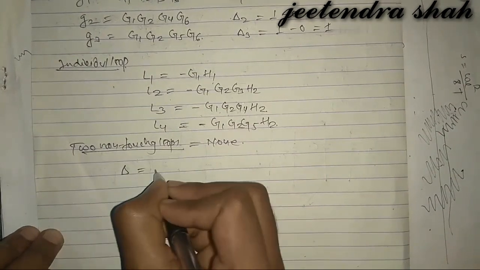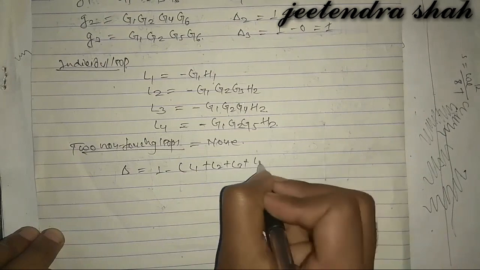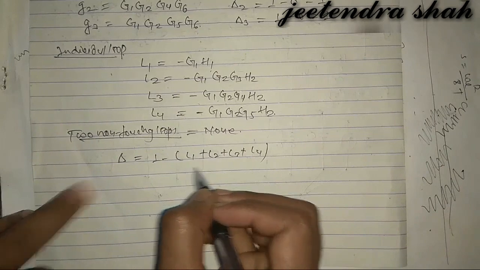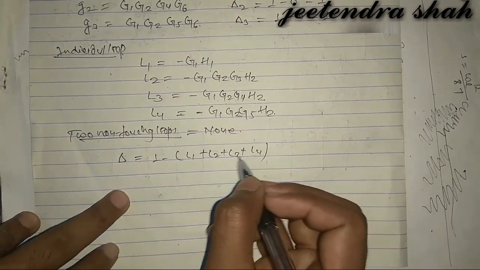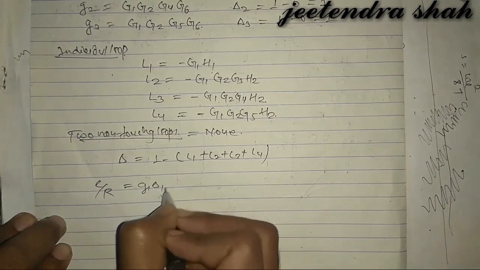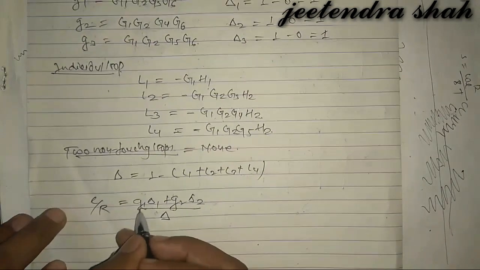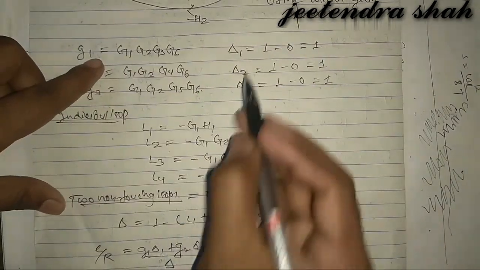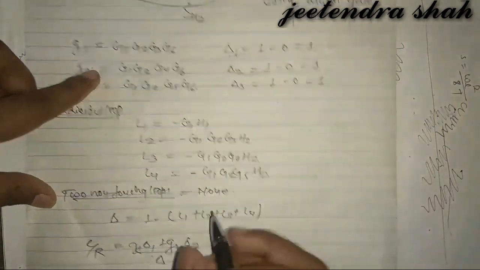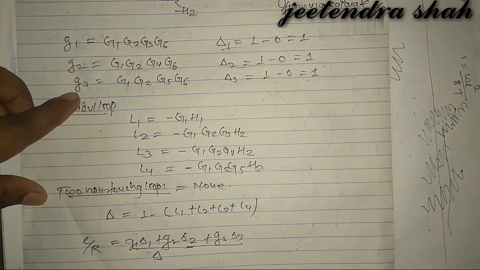So we have del equals 1 minus sum of individual loops L1 plus L2 plus L3 plus L4, and we have no two non-touching loops, so write only individual loops here. And we have the formula C upon R equals G1 del 1 plus G2 del 2 upon del. Since we have calculated G1 and del 1, similarly G2 and del 2, and plus G3 and del 3, upon del.